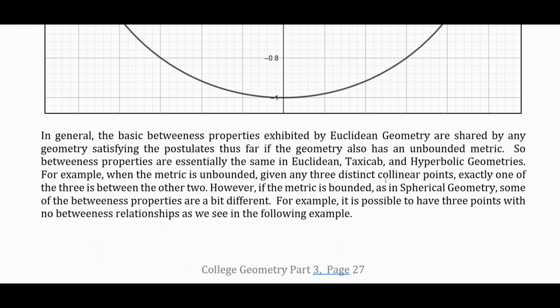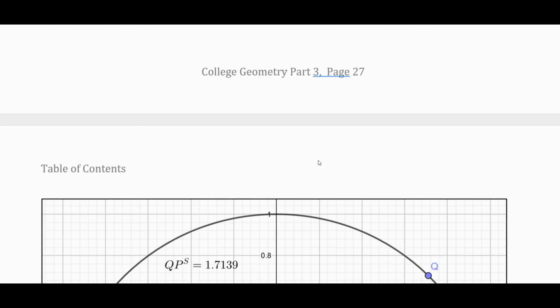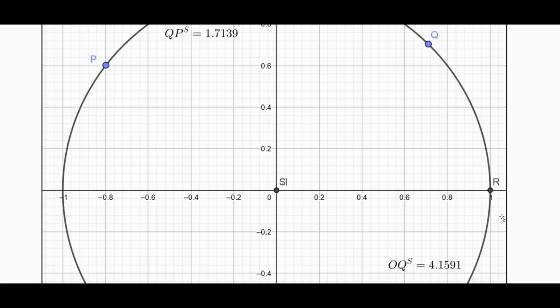In general, the basic betweenness properties exhibited by Euclidean geometry are shared by any geometry satisfying the postulates thus far if the geometry also has an unbounded metric. So for example, betweenness properties are essentially the same in Euclidean, taxicab, and hyperbolic geometries. For example, when the metric is unbounded, given any three distinct linear points, exactly one of the three is between the other two. However, if the metric is bounded, as in spherical geometry, some of the betweenness properties are a bit different. For example, it's possible to have 3 points with no betweenness relationship, as we see in the following example.